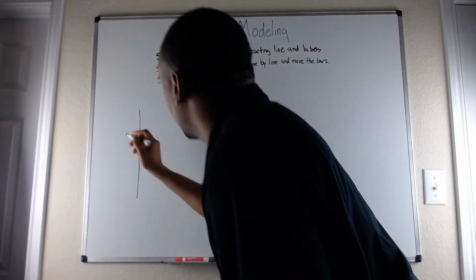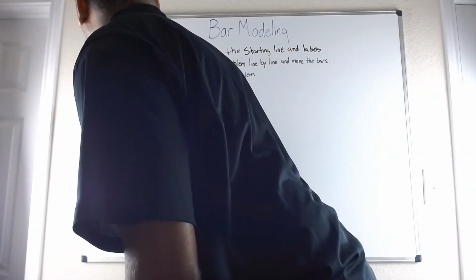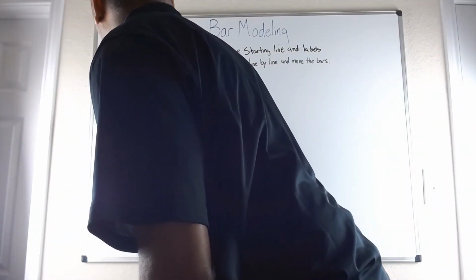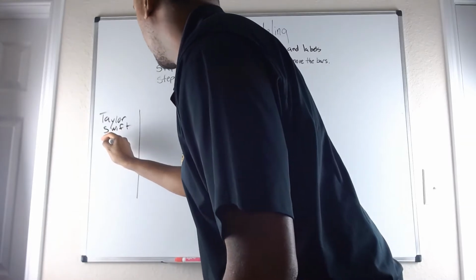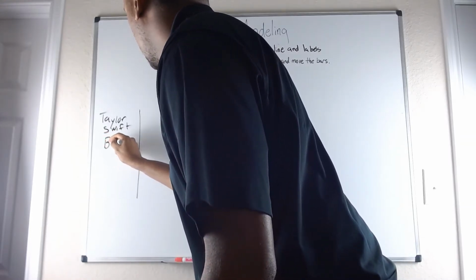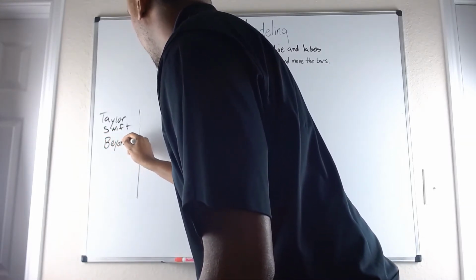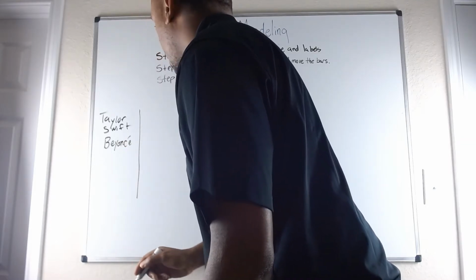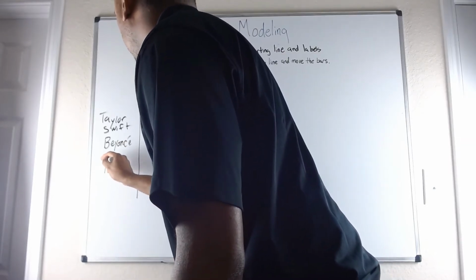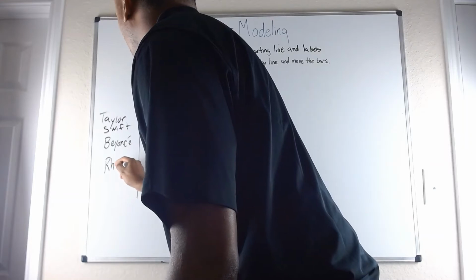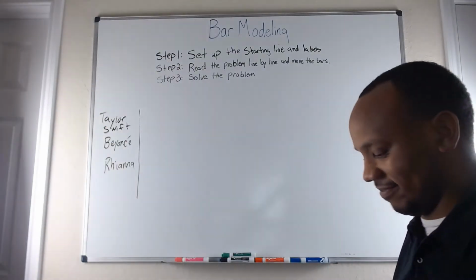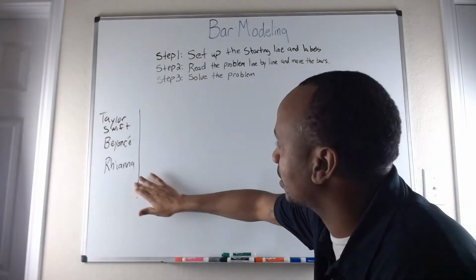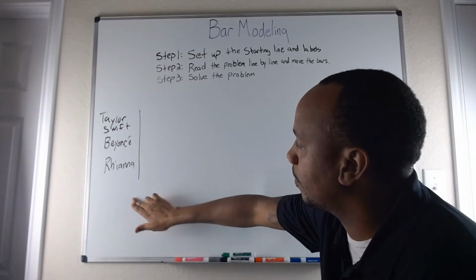So I'm going to put Taylor Swift. She will have her own bar. I'm going to put Beyonce. She's going to have her own bar. And I'm going to put Rihanna. I hope I spelled her name right. Now, that's step one.